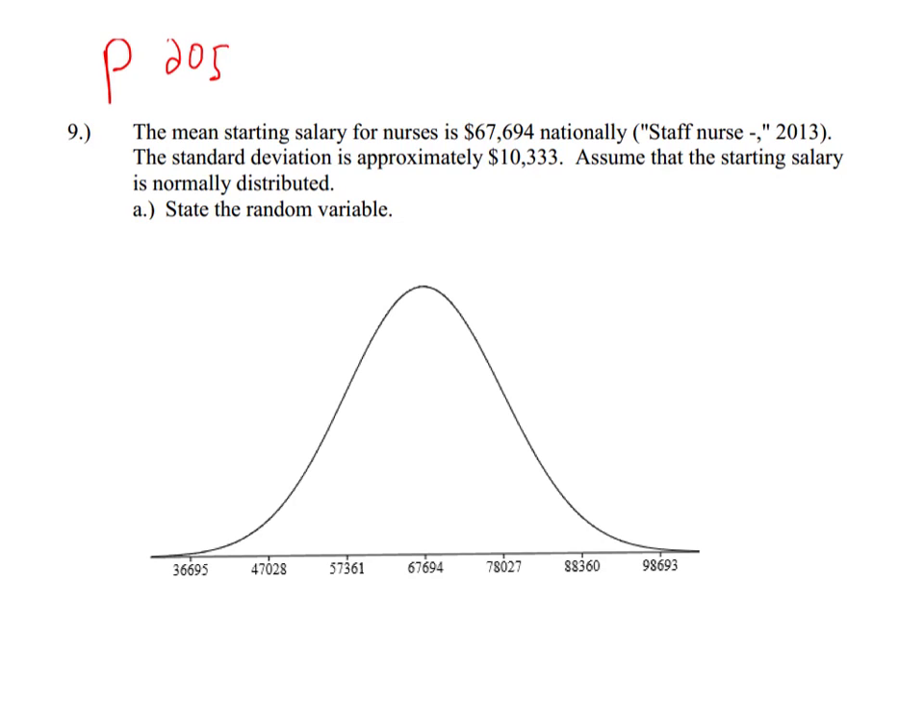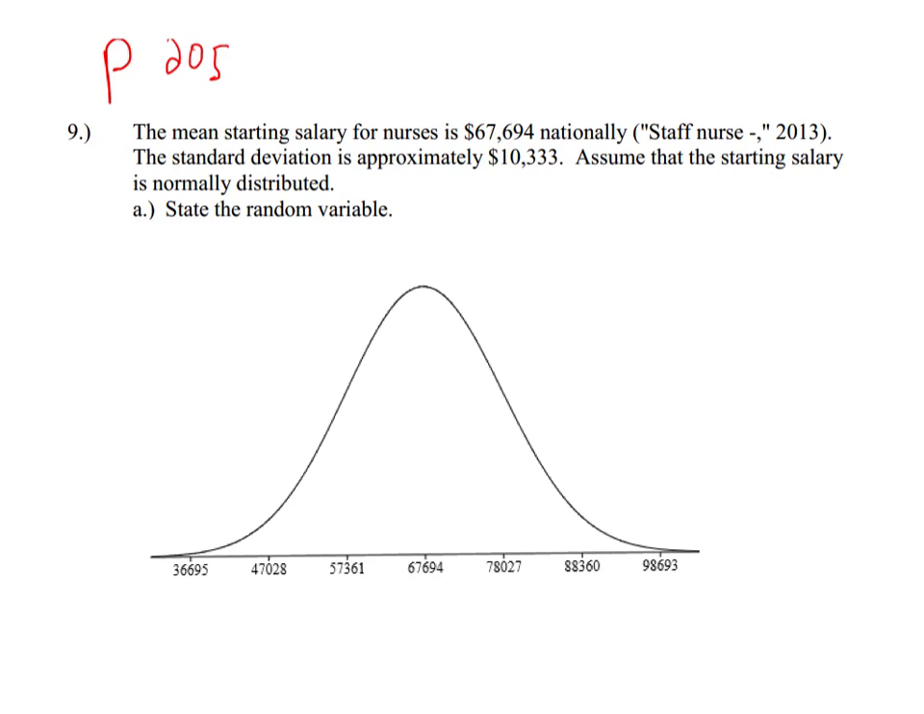Usually salaries aren't, but that's okay. So state the random variable. So what's the random variable? Well, because we're talking about single nurses here, I think it's just the nursing salary. The salary a single nurse would make.